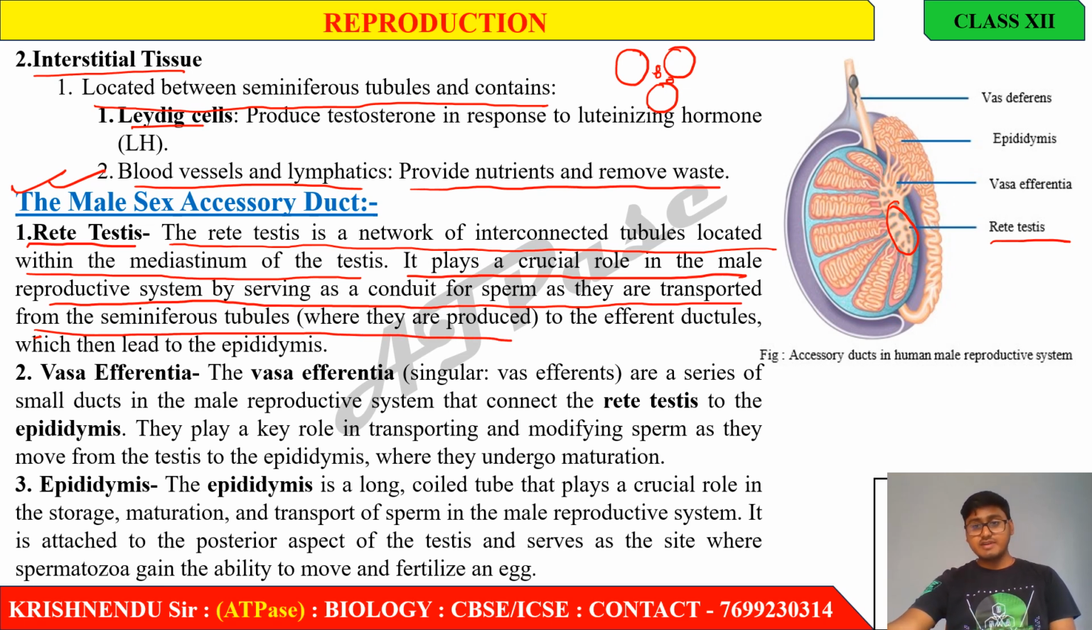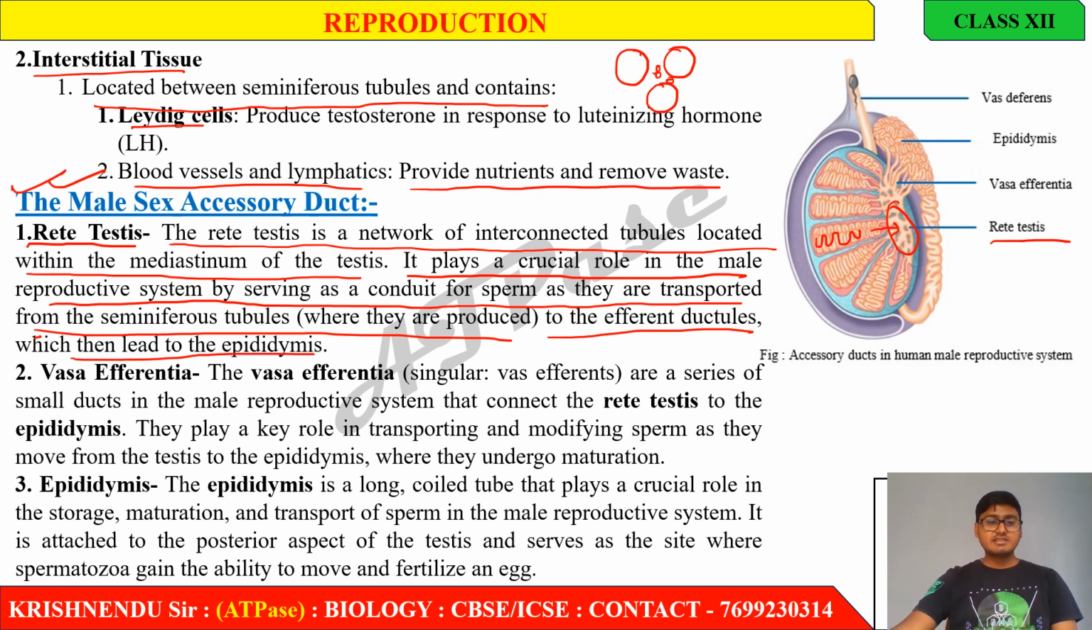You can see here these are the seminiferous tubules, and sperm form in these tubules. After formation, the sperm are transported to the rete testis, and from the rete testis to the efferent ductules, which then lead to the epididymis.